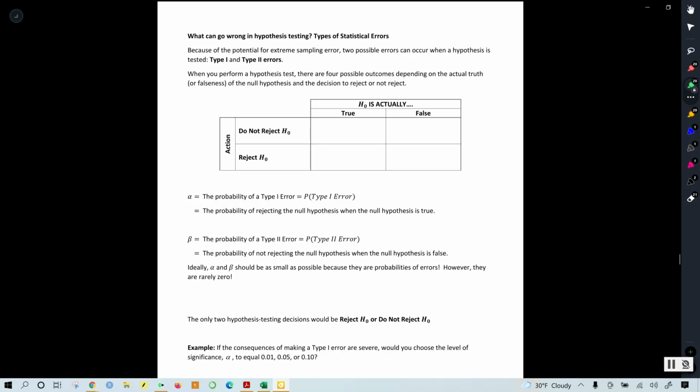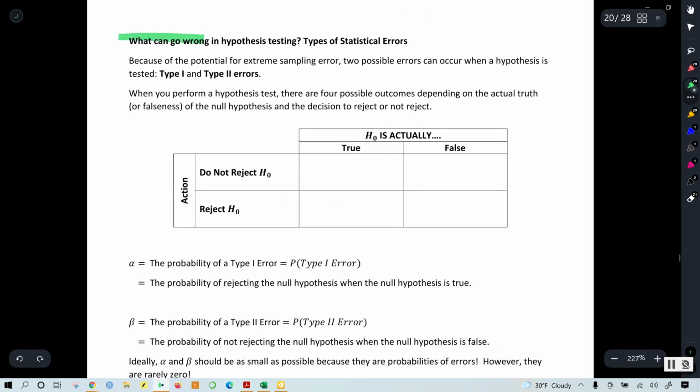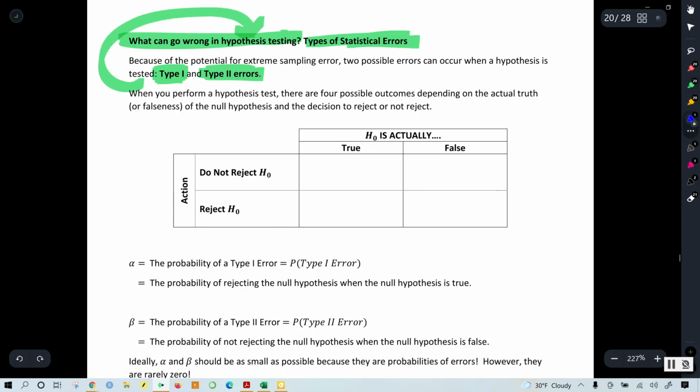In this video, we would like to answer the question, what can go wrong in hypothesis testing? That leads us to types of statistical errors. In particular, we identify two types, type 1 and type 2 errors, whenever we conduct hypothesis testing. So let's get down to what does type 1 error mean? What does type 2 error mean?